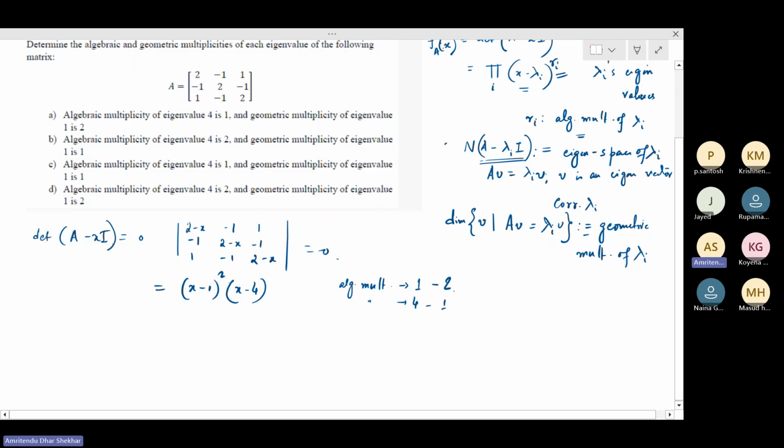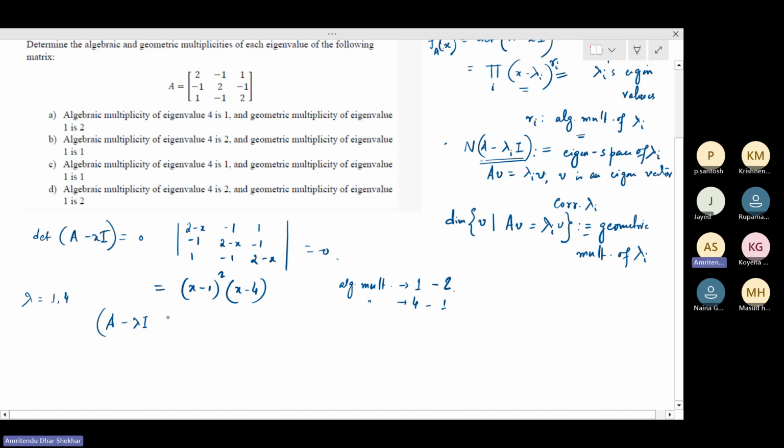Now, of course, we have to check if this is equal to the geometric multiplicity. The full-fledged way to show this would be to actually take this matrix, which is A minus lambda I, where lambda is equal to 1 and 4.